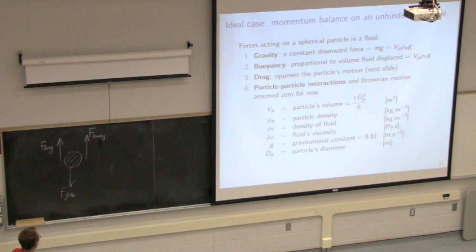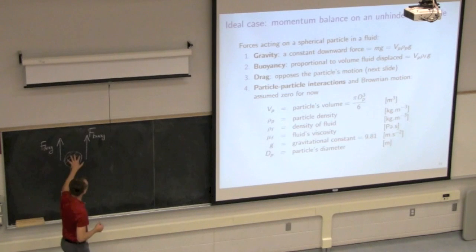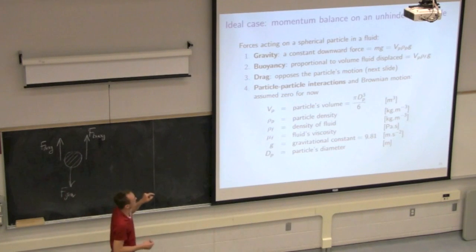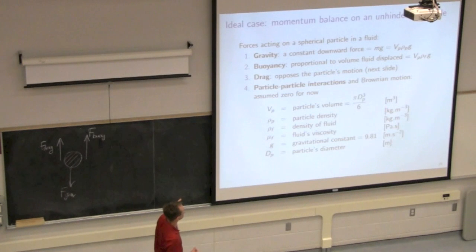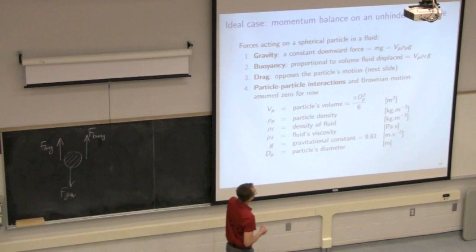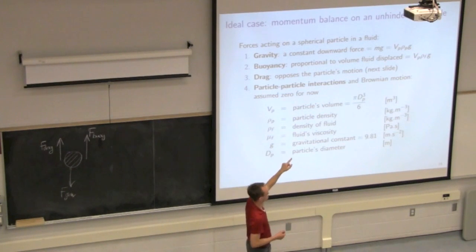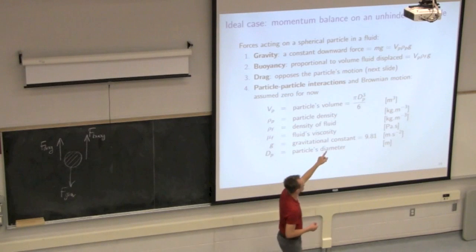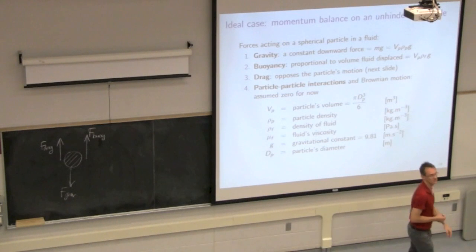The buoyancy force on that particle is in proportion to the volume of fluid displaced. So the volume of fluid, not the volume of the particle. The volume of fluid being displaced is the volume of the particle, but multiplied by the density of the fluid. So dp, rho f this time, and then g, the gravitational constant.